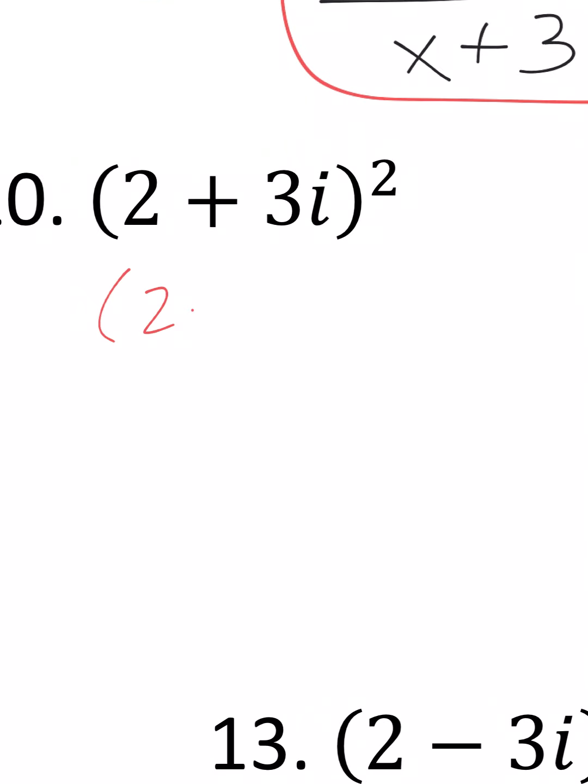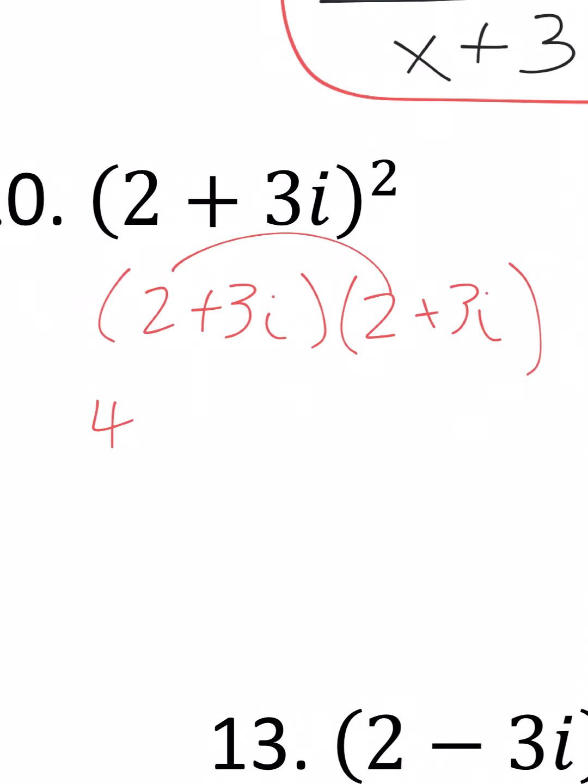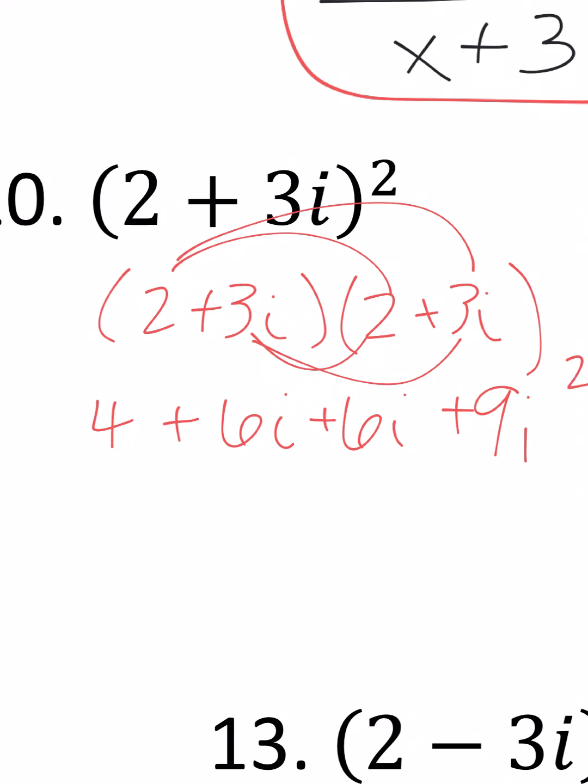Number 10, since it's squared, I'm going to write it twice. I'm not going to individually square them. That's not a thing we can do. And I have to distribute. So 4 plus 6i plus 6i plus 9i squared.